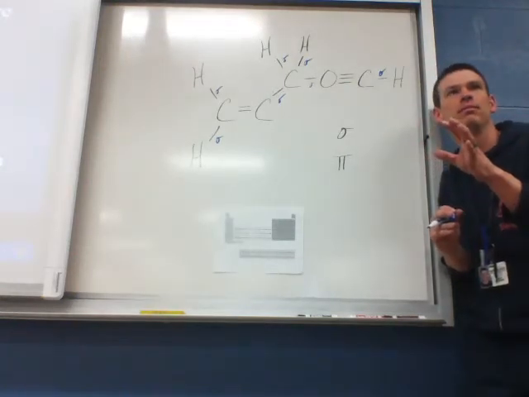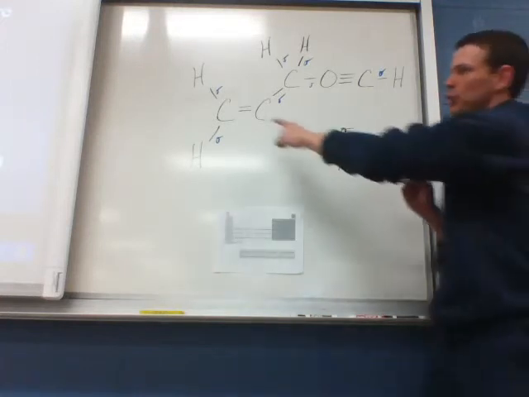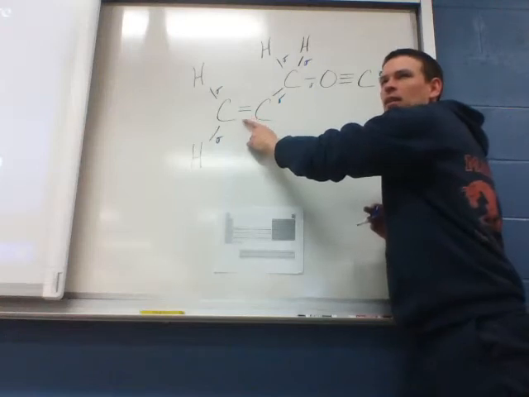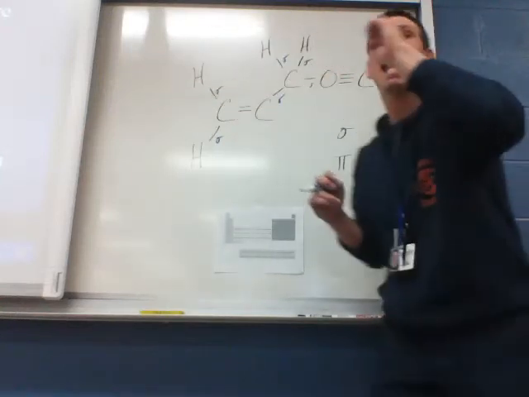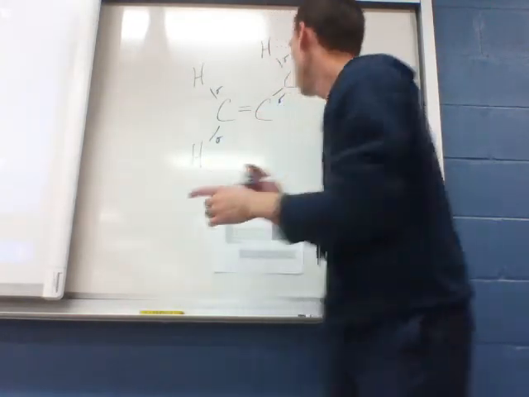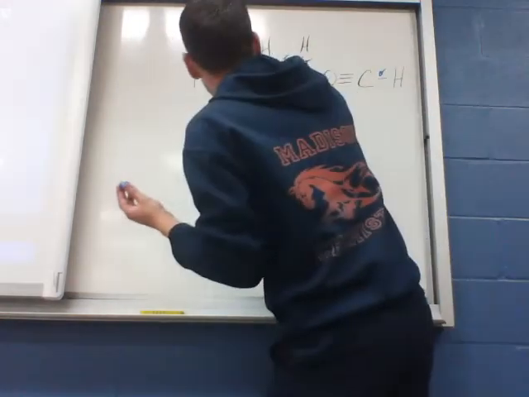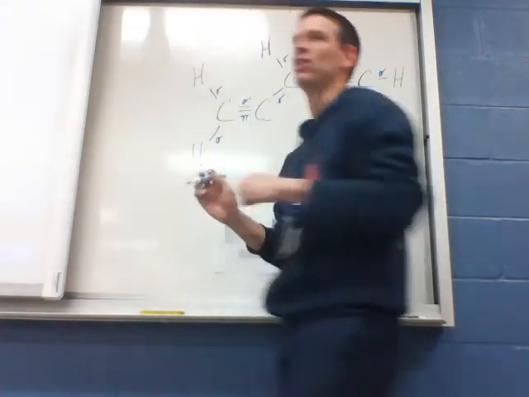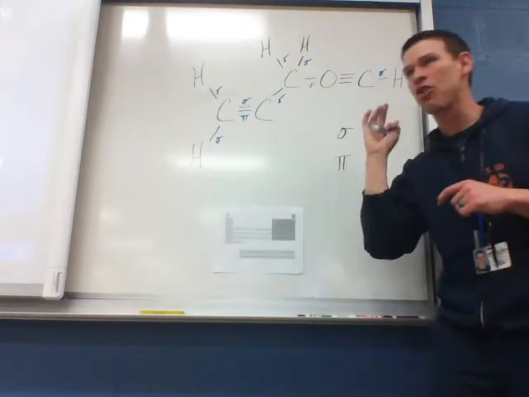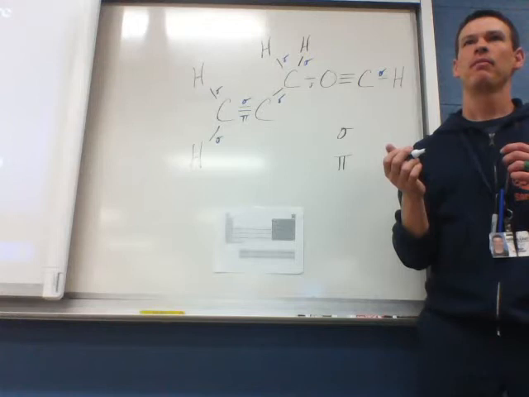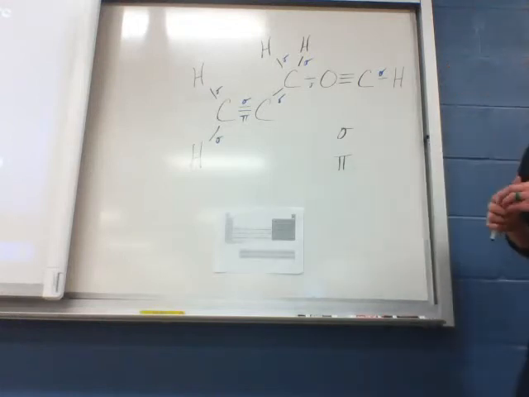Now let's look at the double bond. Are there any sigmas there? Yes, because anytime two atoms bond, there has to be a sigma. You can't have a pi without a sigma. So one of them, I don't care which one, is sigma. What's the other one? Pi. Because all second and third bonds between atoms are pi bonds. The figure eights.